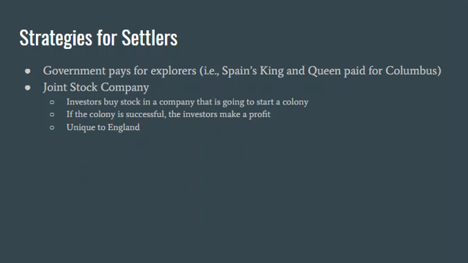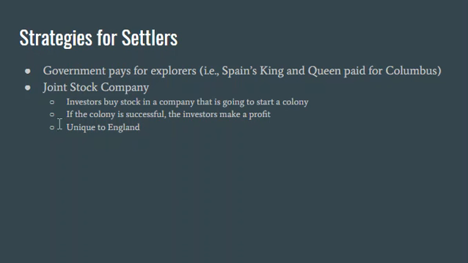So strategies for settlers. How did they get here, the original ones? The government pays for explorers, like Spain's king and queen paid for Columbus. So some of these countries like England, Spain, France, sometimes the government would pay people money to go explore.